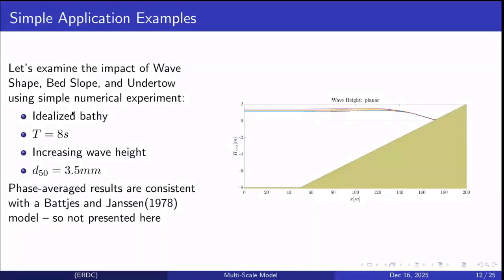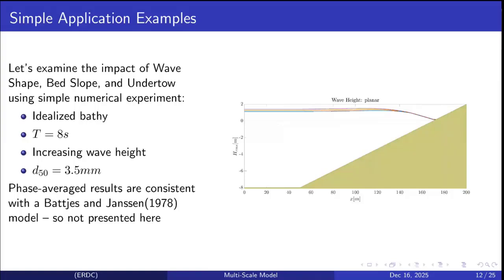We're going to use this idealized bathymetry that I just talked about, a time period of 8 seconds, these slightly increasing wave heights, and just more or less for demonstration purposes, I'm using a 3.5 millimeter grain size. These results, which I'm showing you here, which are the phase-averaged results, are consistent with Battjes and Janssen 78.